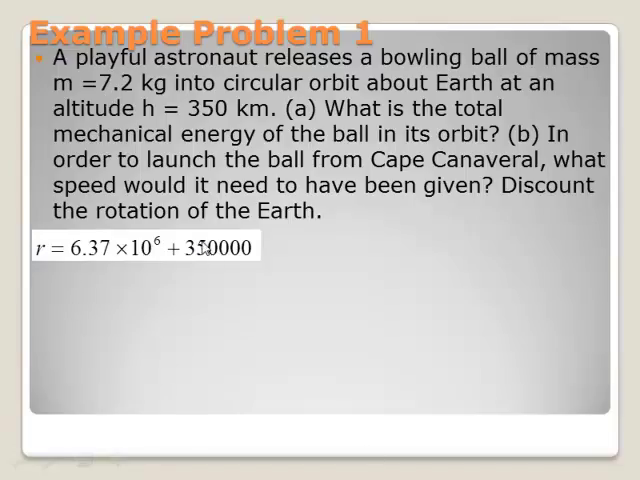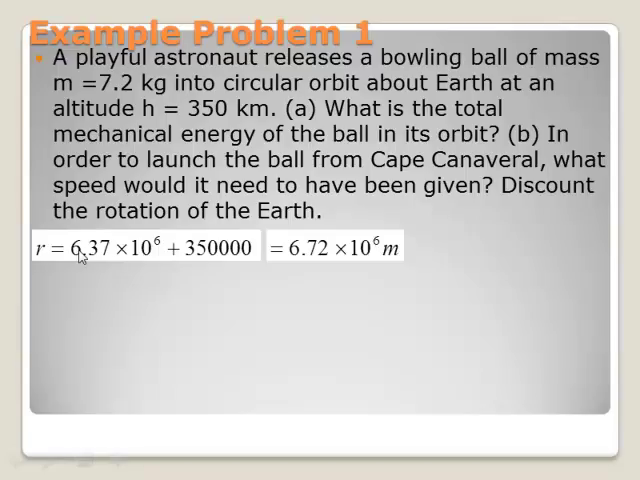So it's at an altitude of 350 kilometers, which is 350,000 meters, and we have to add that to the radius of the Earth, which is 6.37 times 10 to the 6 meters. You can find that on a table of information. So the bowling ball is 6.72 times 10 to the 6 meters from the center of the Earth.